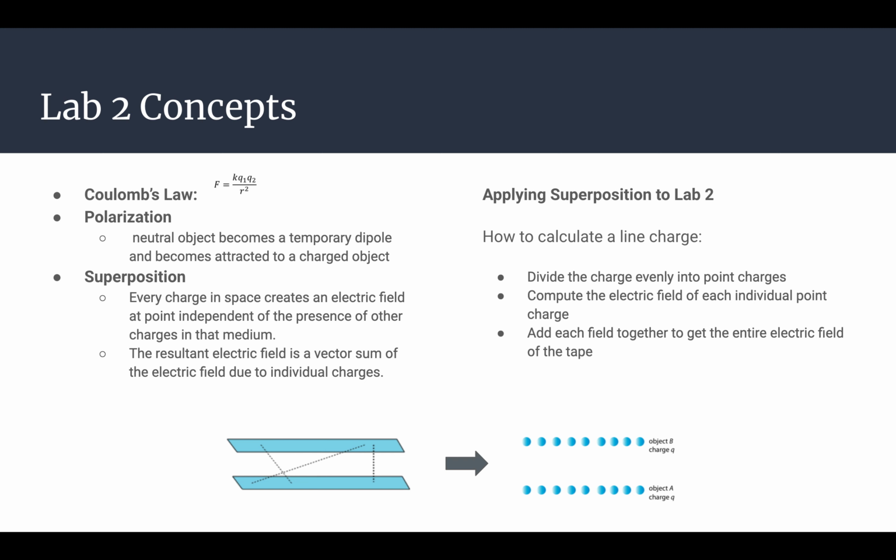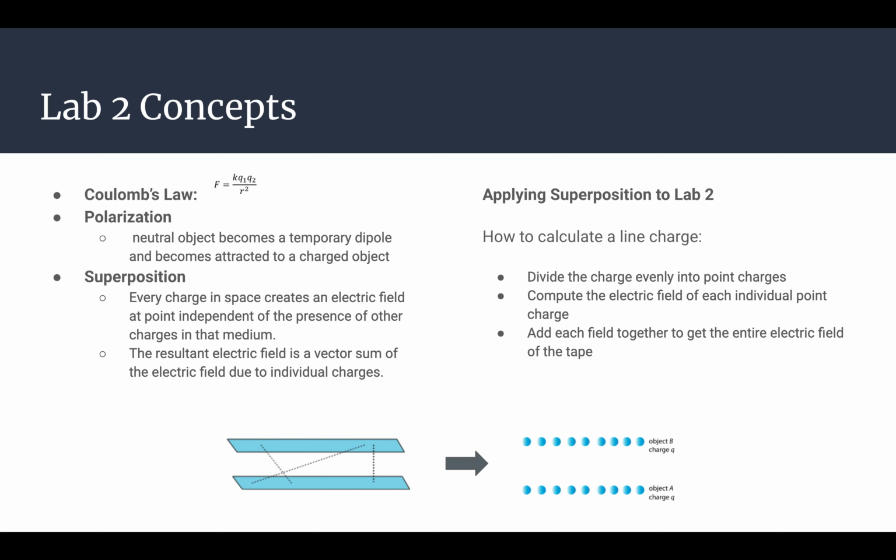The concepts we're going to use in Lab 2 are Coulomb's law, which we also used in Lab 1, which is basically just how you calculate this force. Then we're going to use the concept of polarization again, which is when a neutral object becomes a temporary dipole when it comes near a charged object, and then it will become attracted to this charged object. We're also going to use the concept of superposition.